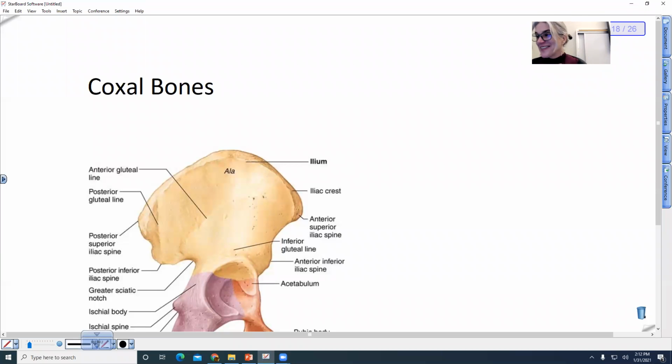You'll remember that we have two coxal bones, and each of those coxal bones is composed of three other bones. So you need to know the ilium, the ischium, and the pubic bone. There are also some bone markings that are really important to identify on our coxal bone.